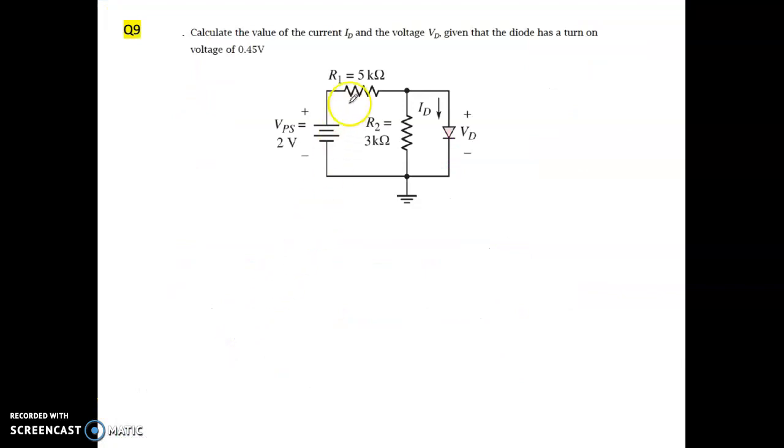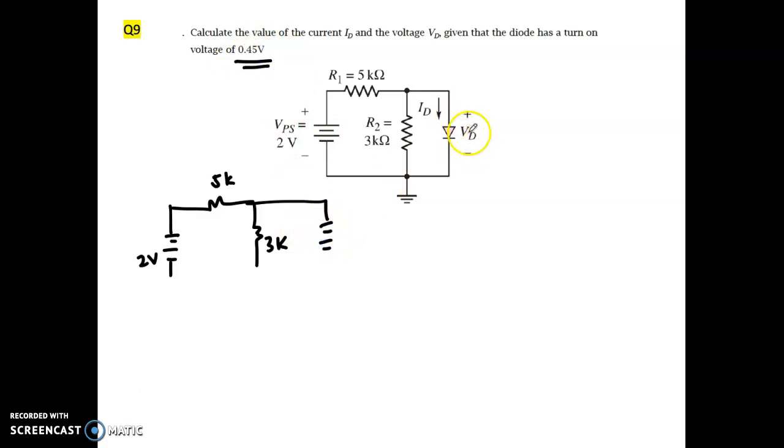Okay, see the second question. This is question number 9. Again, you have a diode over here. If you redraw the circuit, here will be 2 volt, you have 5K, here is 3K. You are going to replace your diode with 0.45 volt. This is a turned on diode because current goes to the positive.